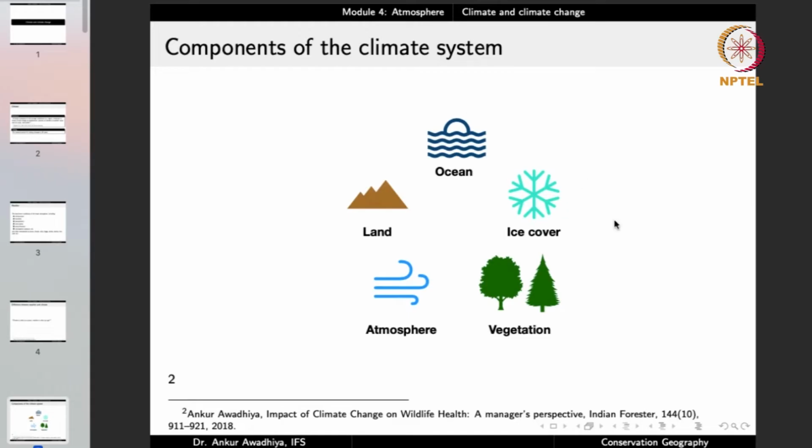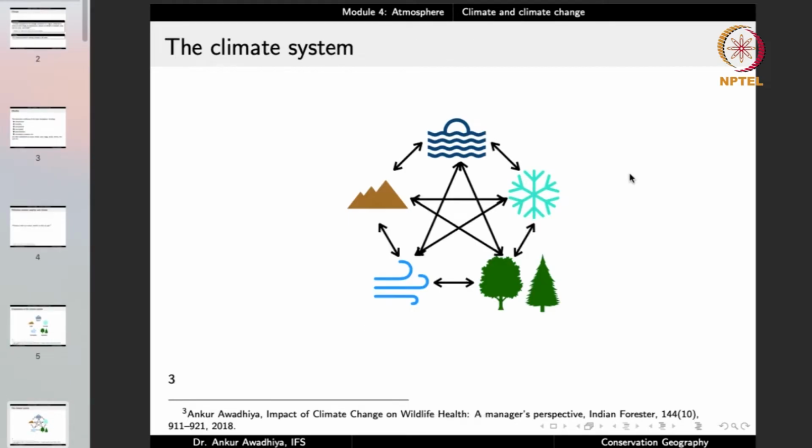Climate can be understood in terms of 5 different components. So you have water or the hydrosphere, you have land, which is the lithosphere, you have the air in the atmosphere, then we also have the biosphere in terms of vegetation, and we also have ice cover or the cryosphere. So these are the 5 different components in a climate system, and these components continuously interact with each other.